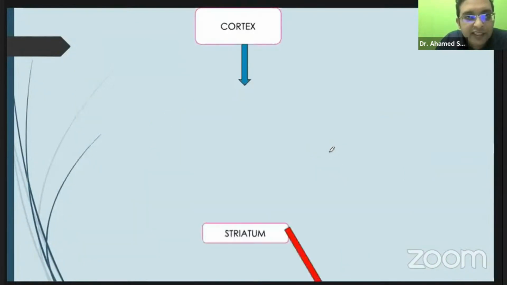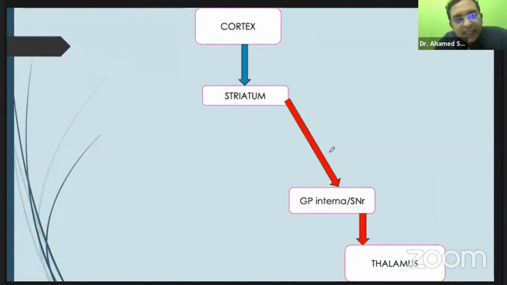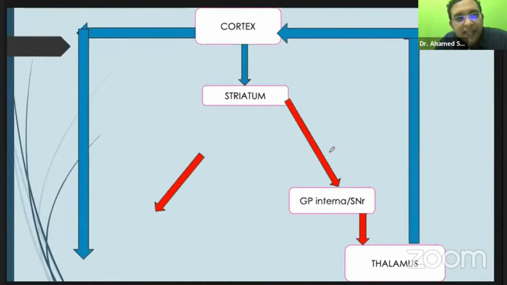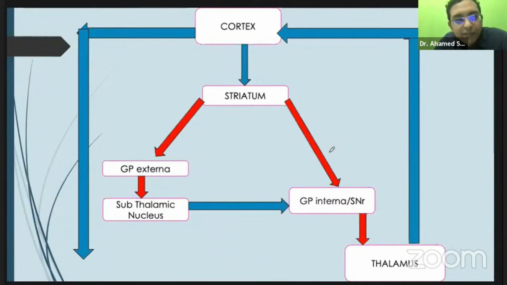So cortex, striatum. The globus pallidus interna and SNR are both homologous. Thalamus. So the striatum is disinhibitory to the thalamus, so the thalamus can fire normally to produce cortical activity. The indirect pathway disinhibits the subthalamic nucleus, so it acts on the GPE, and a fine balance is maintained between the direct and indirect pathway.